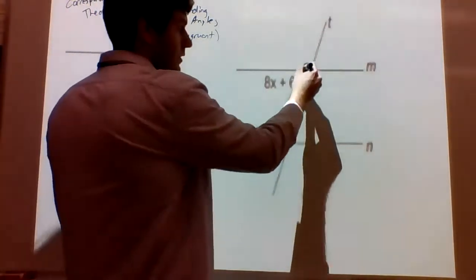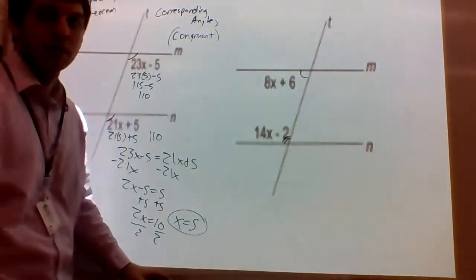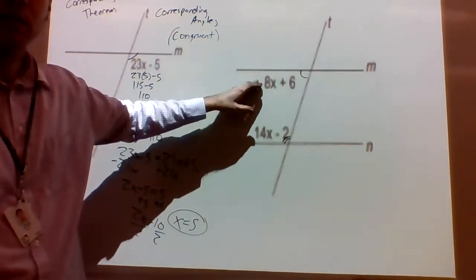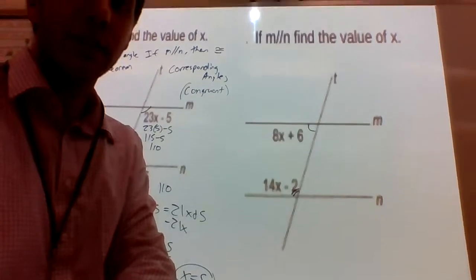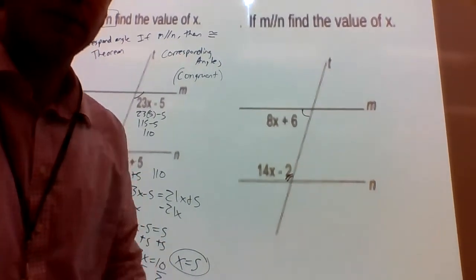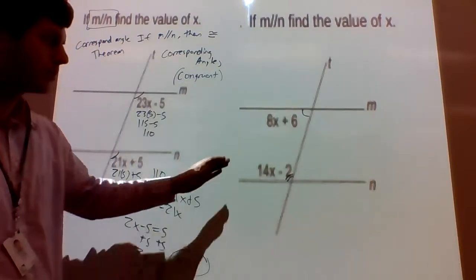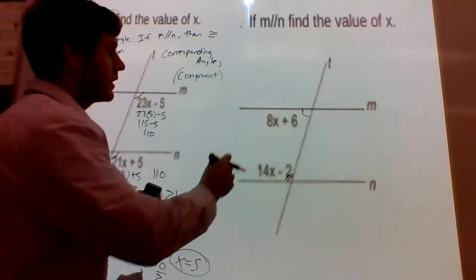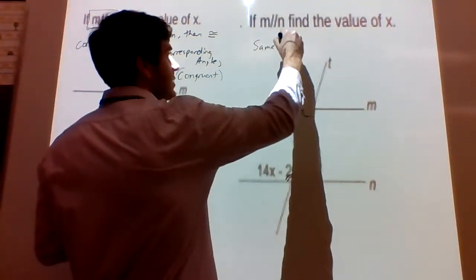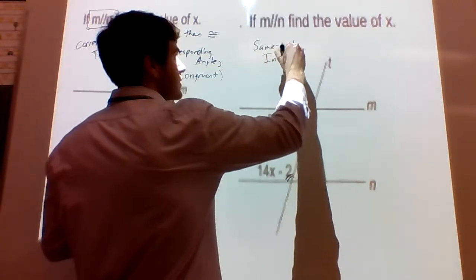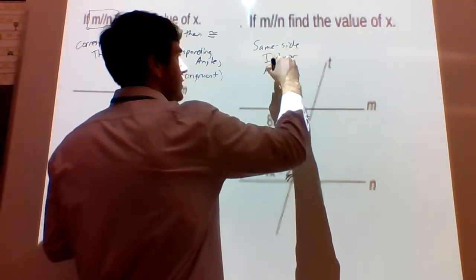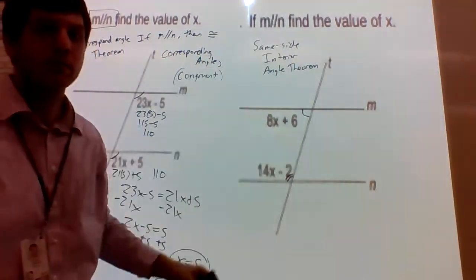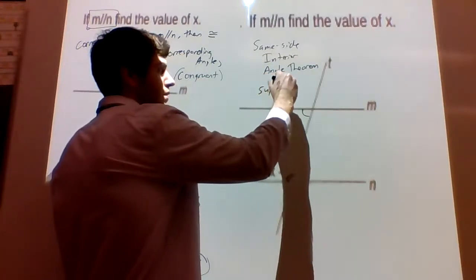First thing we want to do is identify these types of angles. These are same side interior angles, so they're on the same side of the transversal. They're on the interior of the two lines. So it's telling us the lines are parallel. Okay, so since the lines are parallel and we have same side interior angles, then by the same side interior angle theorem, we know that if the lines are parallel, the same side interior angles are supplementary.